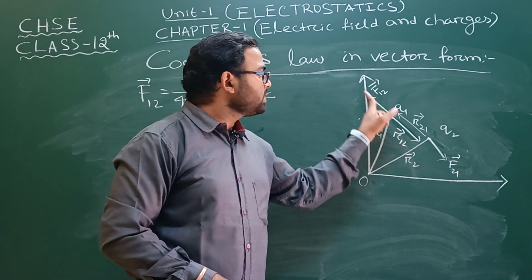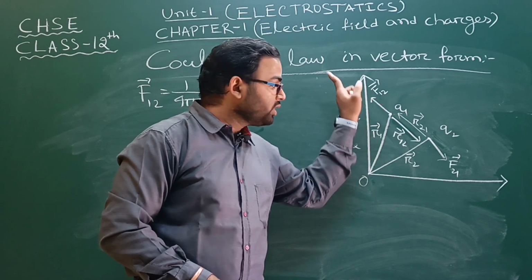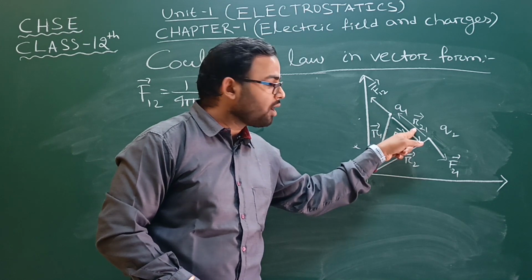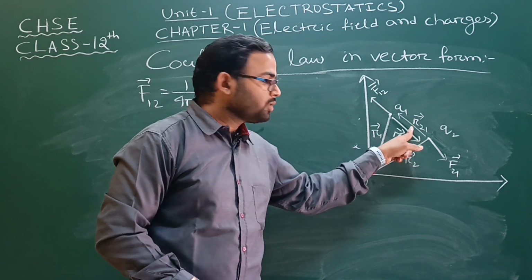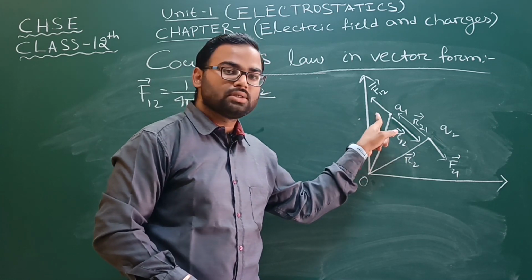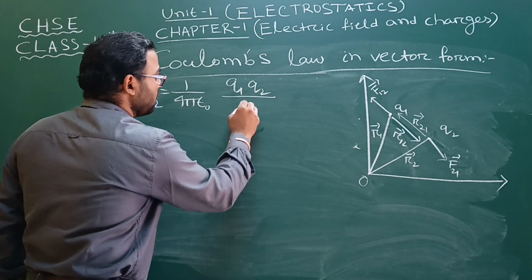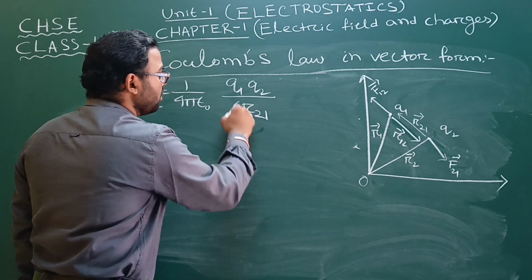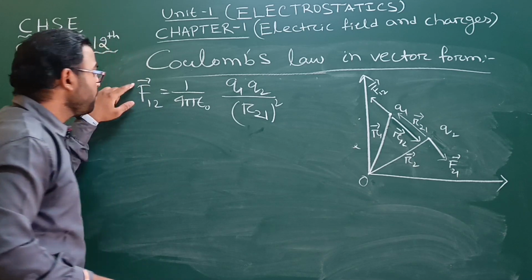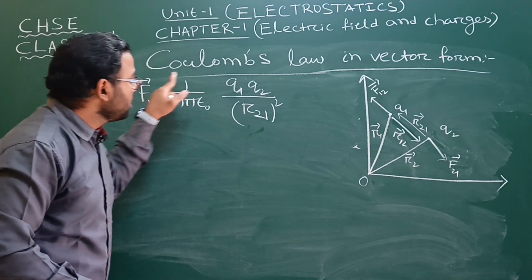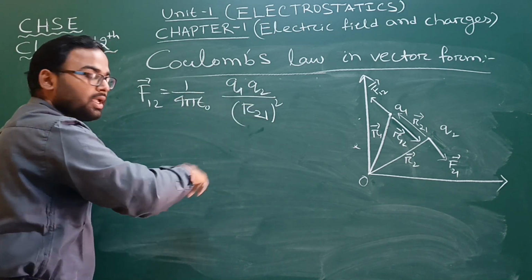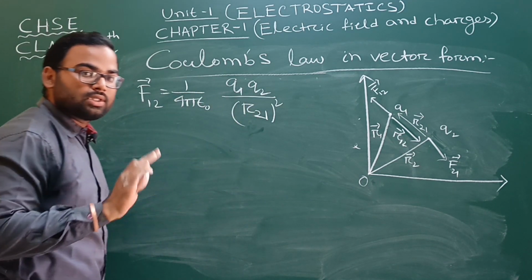See the direction. If force is acting in this direction, the displacement vector acting along the force is r21 vector. This displacement vector acts similarly as F12 vector, the directions are same. So we will write r21 whole square. This is in magnitude form. We have put here a vector symbol, but this thing is not a vector. These charges are constant, and we have taken r21 as a magnitude.